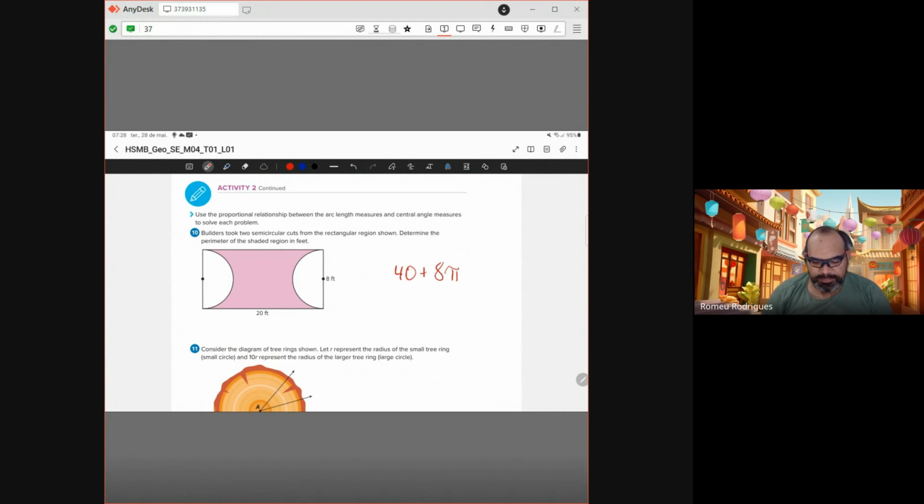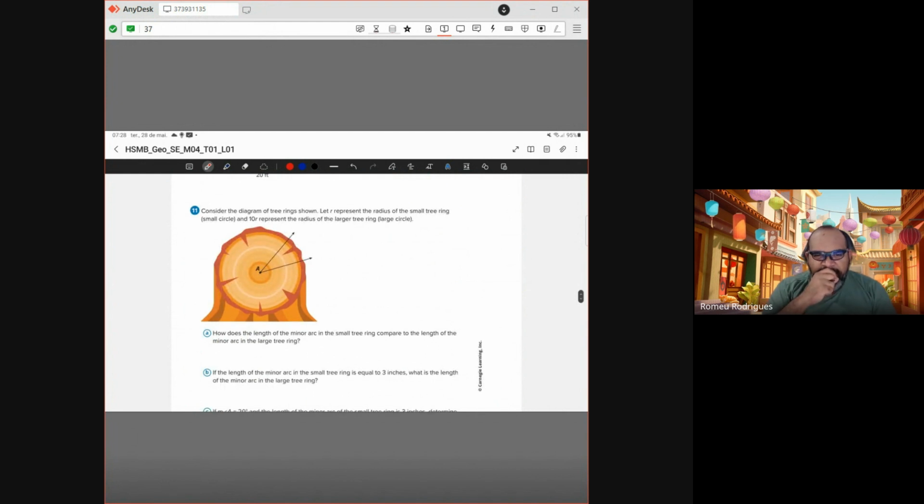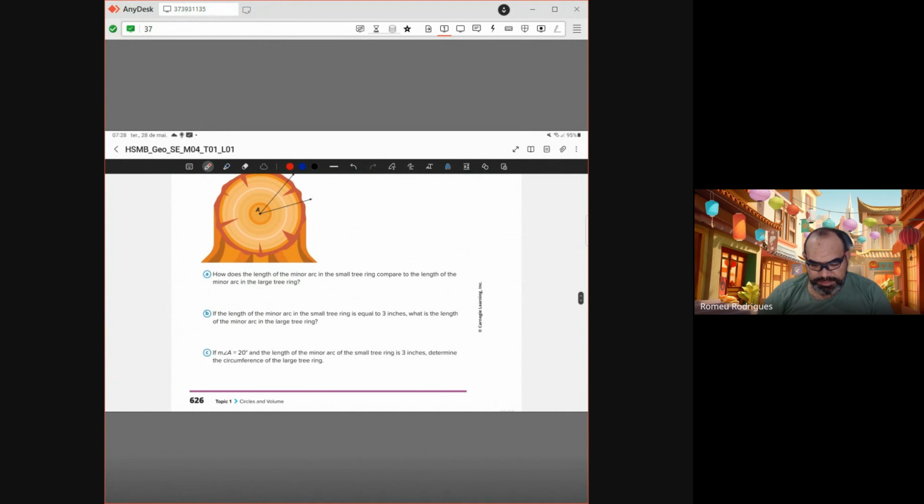Great. And 11, how does the arc length, A first, the arc length of the minor arc is the larger in 10 times the other one. The arc length of the minor arc in the large tree ring is 30 inches. B. And the third one, if the measure of angle is 20 degrees, the circumference of the large circle is 30 times 18 equals 540 inches. Okay.